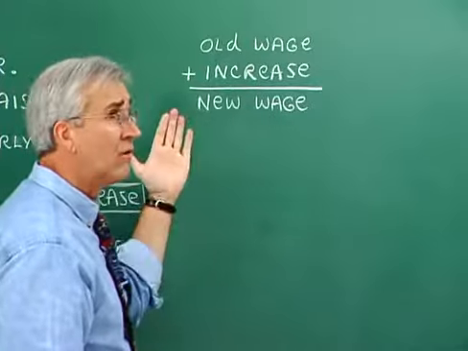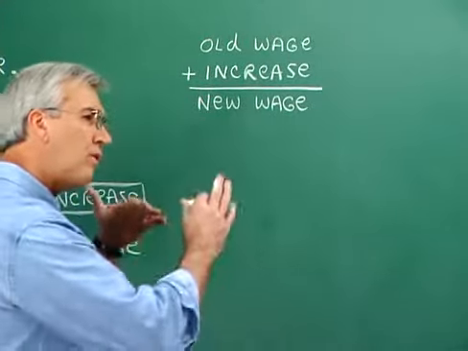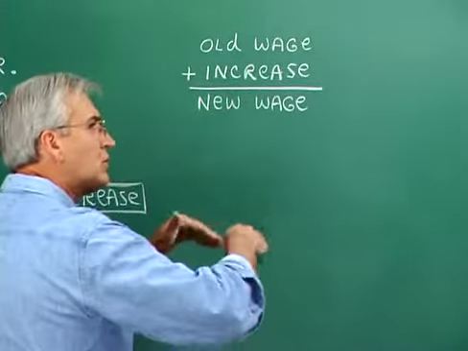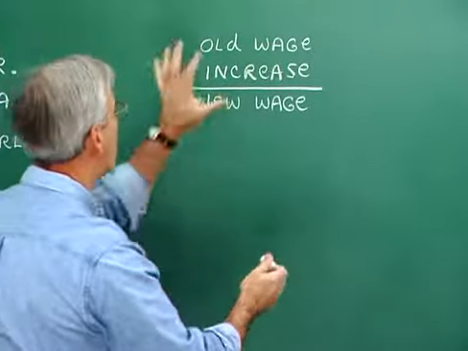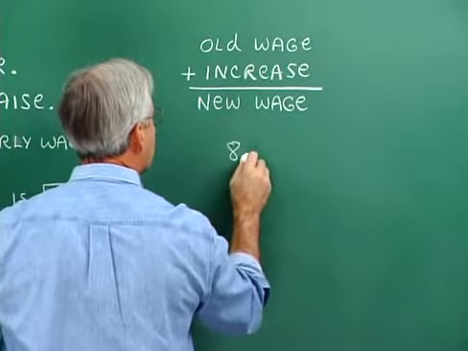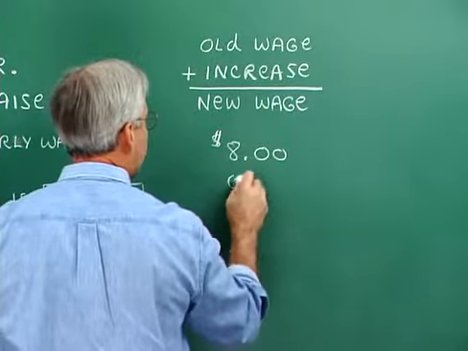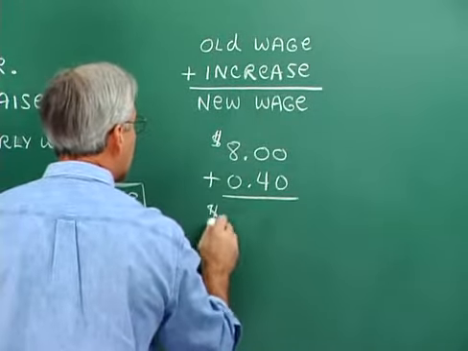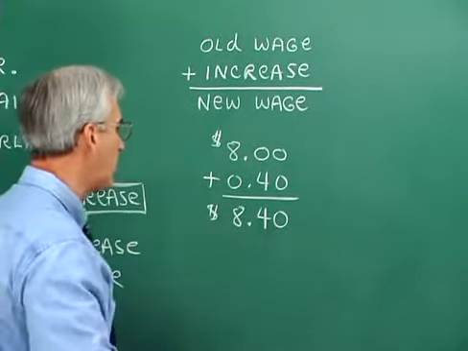It seems very obvious when we see it in a form like this. But to go through the process from a confusion into a mathematical form which allows us to make the calculation, we write this down. All right, now it's pretty easy. The old wage, $8 per hour. The amount of the increase, 40 cents per hour. Add those together to find the new hourly wage to be $8.40 per hour.